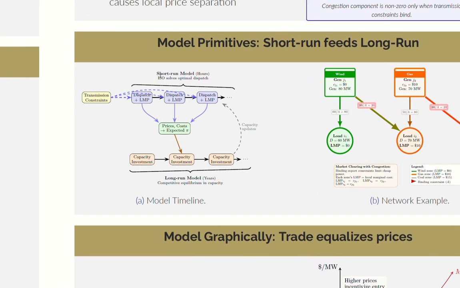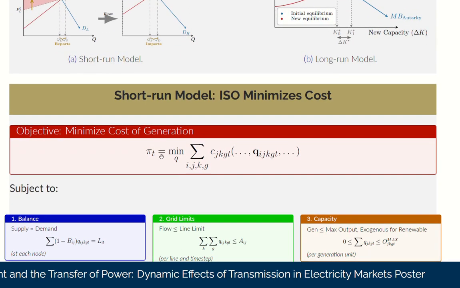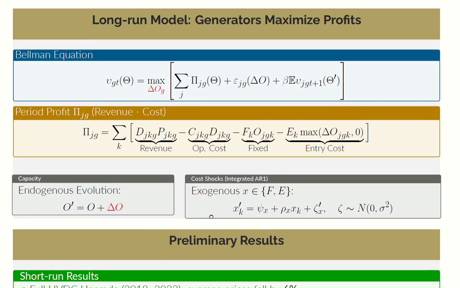In my model, I use that network in my short-run model, which is a dispatch and locational marginal price solving problem. And then this feeds into prices, costs, and expected profit, which feeds into capacity investment, which feeds back into the short-run model. Graphically, trade equalizes price, so prices equalize across regions. This creates higher prices in renewables-rich regions, which incentivizes entry and investment in renewables. The ISO in my model minimizes the cost of generation subject to Kirchhoff's laws, line limits, and capacity constraints. And then in the long run, generators expand capacity and reduce capacity to maximize profits.